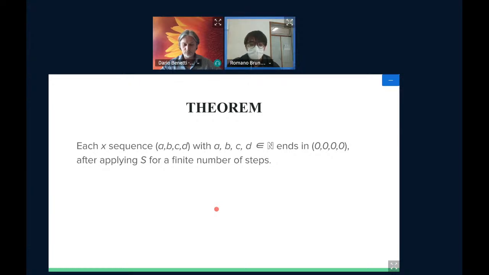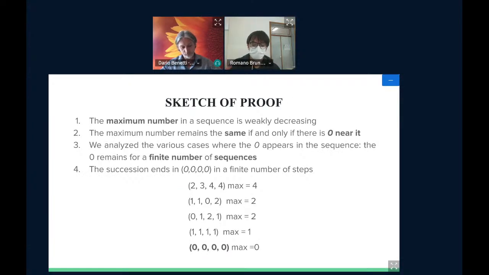So we found a theorem about this that says that each X sequence of natural numbers ends in a sequence with 4 zeros after applying the sequence for a finite number of steps. Here's the sketch of the proof: the maximum number in a sequence is weakly decreasing, and if it's not, it ends in a cycle.